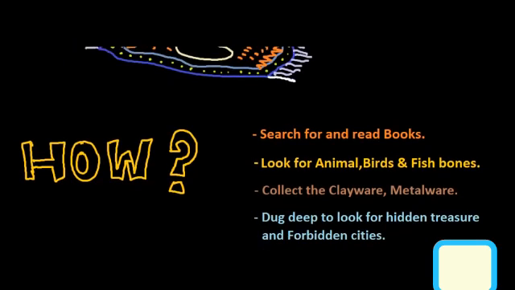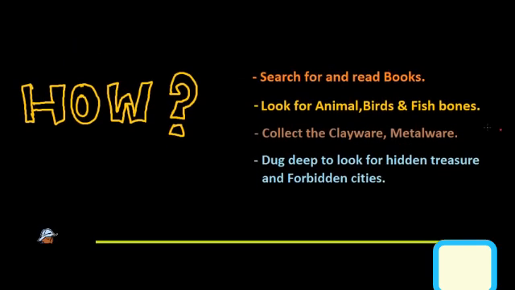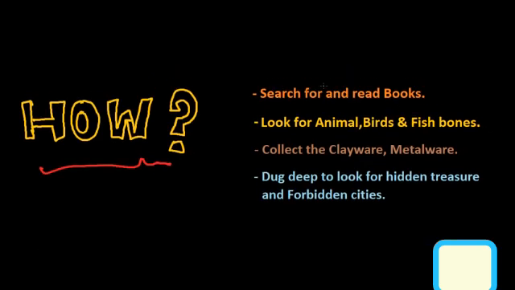But the question arises again, how? How can we tell all these things? And the answer is, we search for and read books that we find, or we can look for bones of animals, birds or fishes, which tell us what kind of animals they used to eat, and what kind of animals were present in those eras.